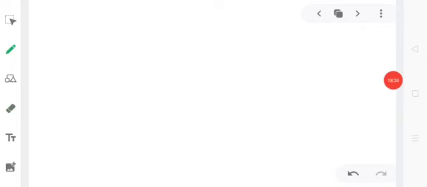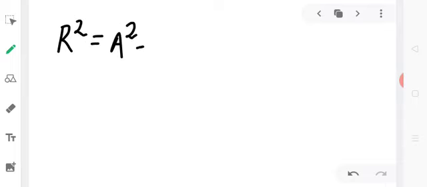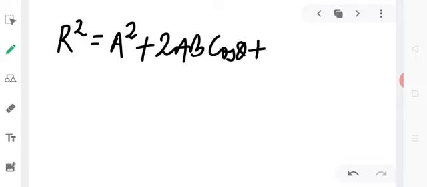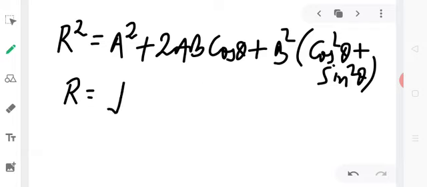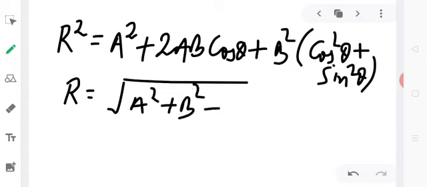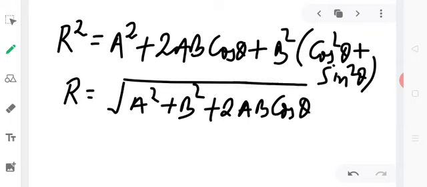So now we can write down R square equal to A square plus 2AB cos theta plus B square, taking common, we get cos square theta plus sin square theta. And as per trigonometric identity, we know cos square theta plus sin square theta is equal to 1. So we can write down R to be equal to A square plus B square plus 2AB cos of theta taken under root.